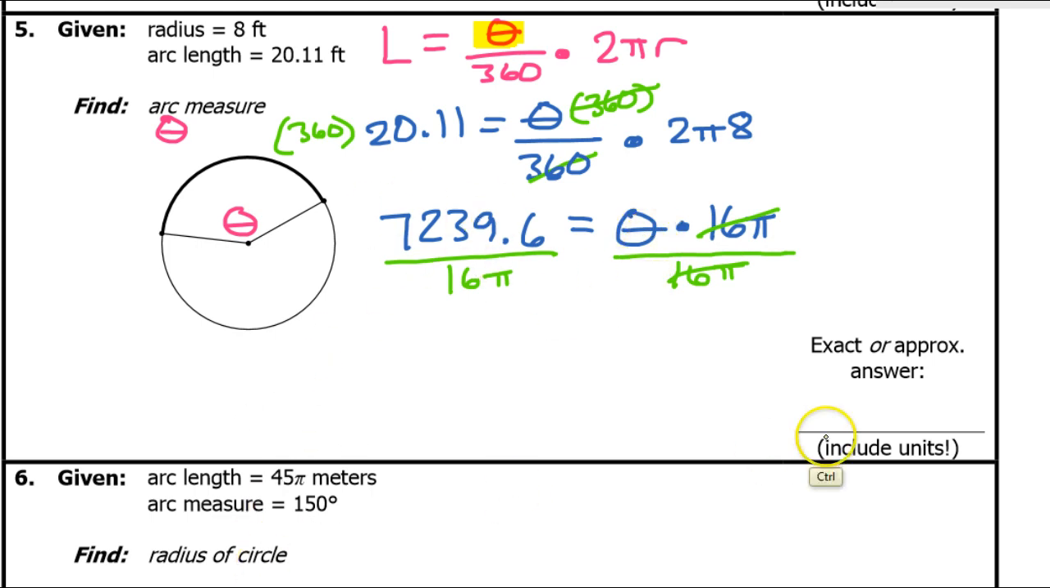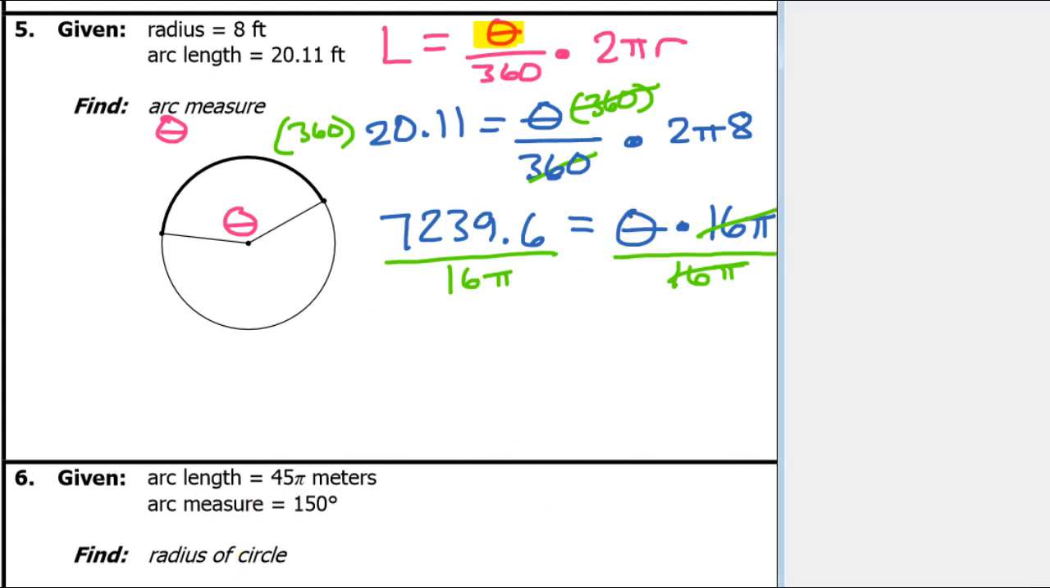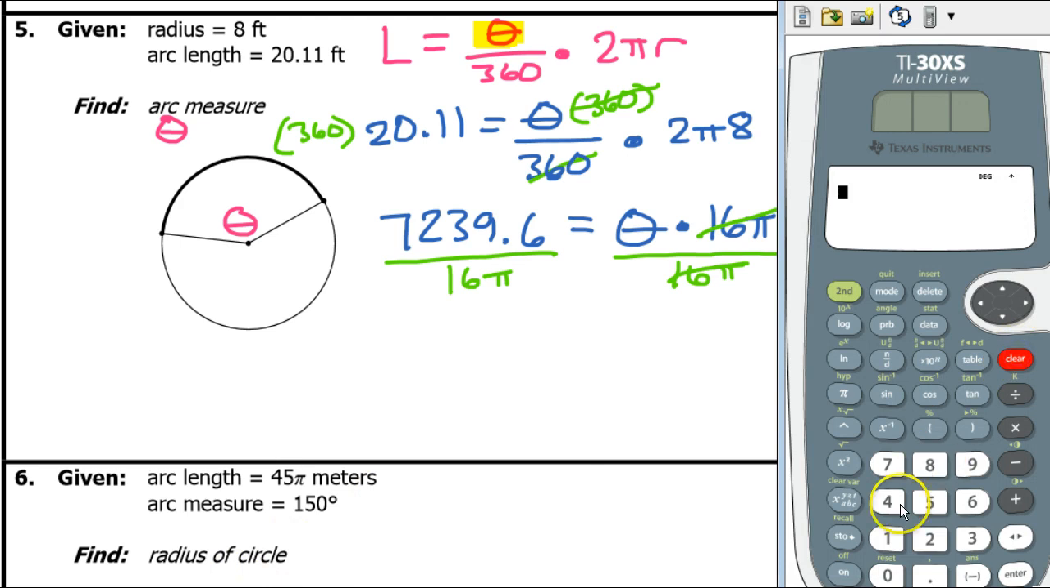So I can just put this in my calculator, and that will be the approximate answer. All right, so 7239. I just erased this, didn't I? I could have just left it. Over 16 pi. So that's going to give me 144.03.